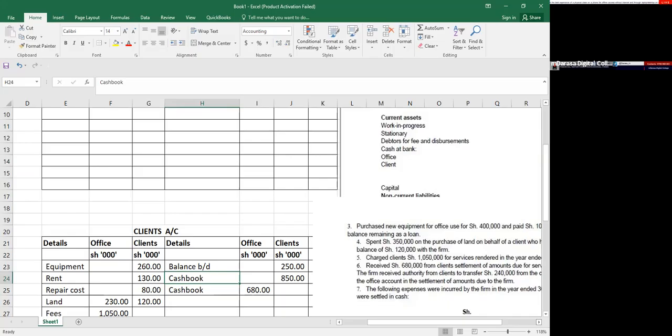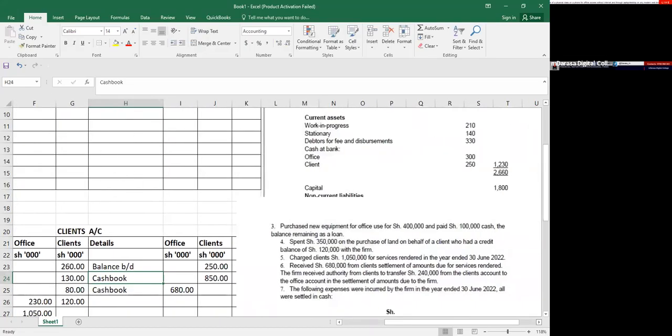The same note, you're told that the firm received authority from clients to transfer 240 from the client's account to the office account in the settlement of the amounts due in the firm. Recall, to record transfers of funds from client's account to office account on authority from the client, in the cash book we debit our cash book account, office column, and we credit our cash book account, client's column.